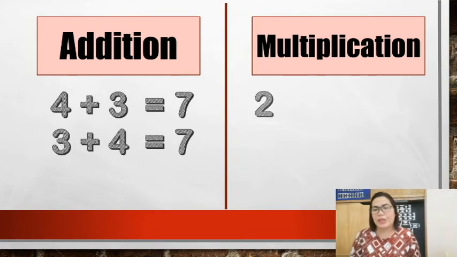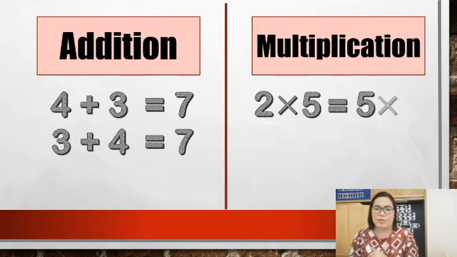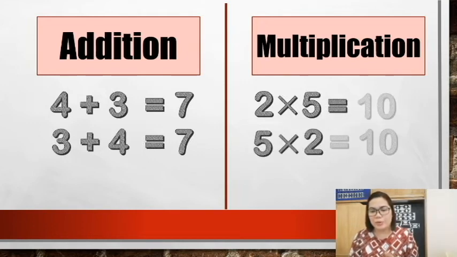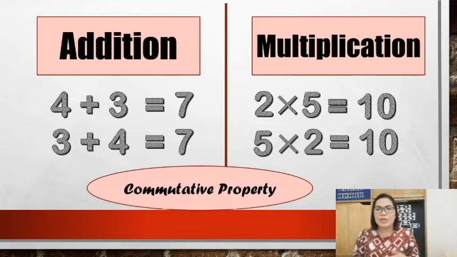Sa multiplication, ingonana gihapon, if you have 2 times 5, pareho ra na sa imong isulat as 5 times 2. Why? Because 2 times 5 is just equal to 10 as well as 5 times 2. So, kini nga property atong gitawag og commutative property. So, pwede i-commute, no? Pwede i-interchange ang placements sa numbers in addition and multiplication.